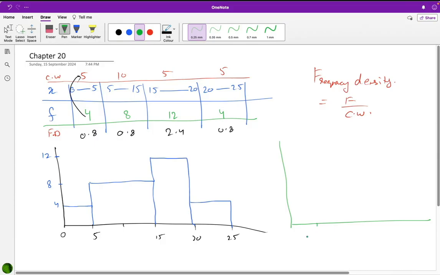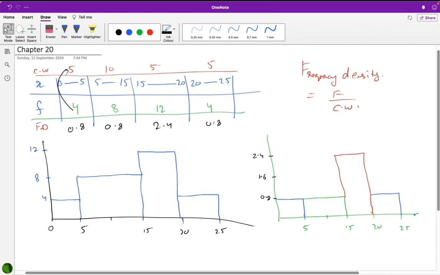You see the classes are of equal distribution again, 5, 10, 15, 20, 25. And on left hand side I'm marking this as 0.8, then 1.6, then 2.4. So see, the first one is 0.8. Notice that the second one is 0.8 again, but from 5 to 15. Notice the third one is 2.4 from 15 to 20. And the last one is 0.8 again from 20 to 25.